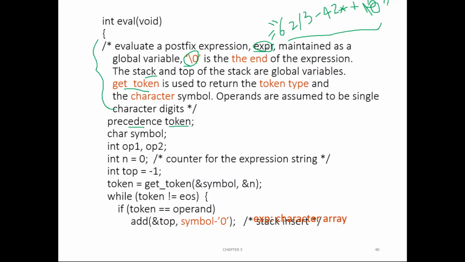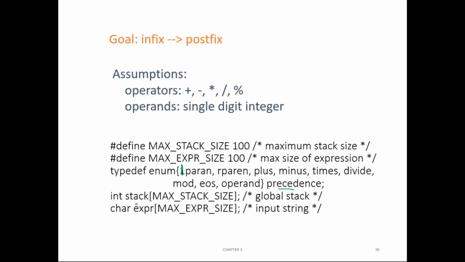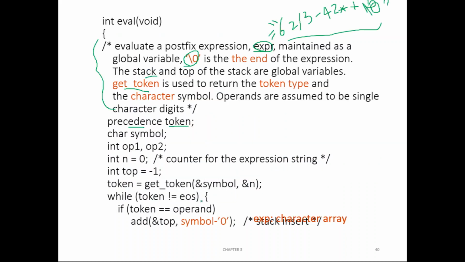This is our understanding, right? And we have created a stack. Here you can see it's just an array. We are using only arrays for stack, not structures. Let us make things simple. So we are going to use this array as a stack with maximum size of 100. And initially top is -1 because stack is empty. And get token, listen to this carefully, get token ampersand symbol comma ampersand n.